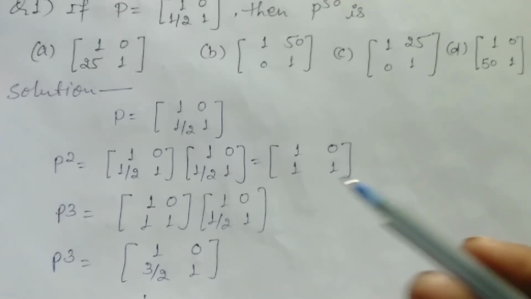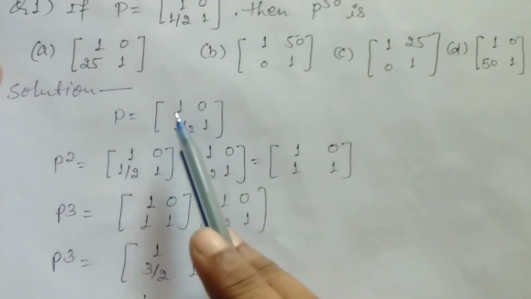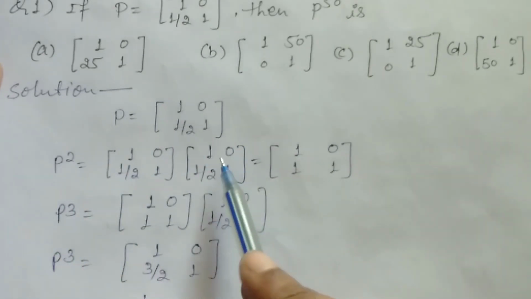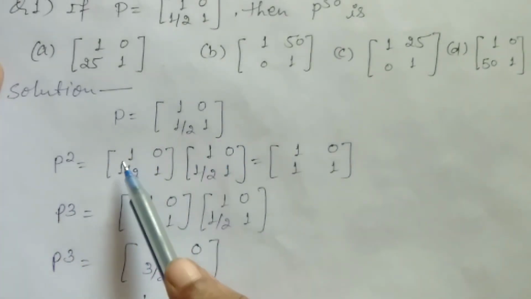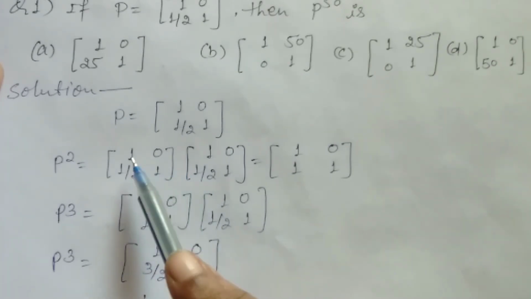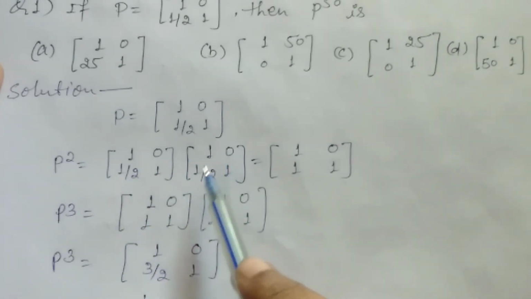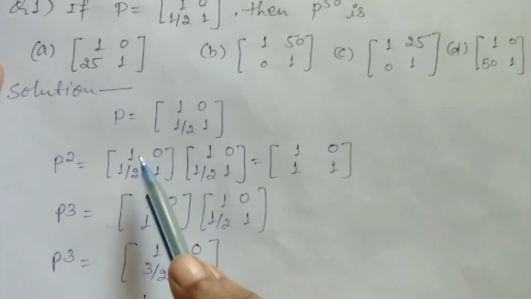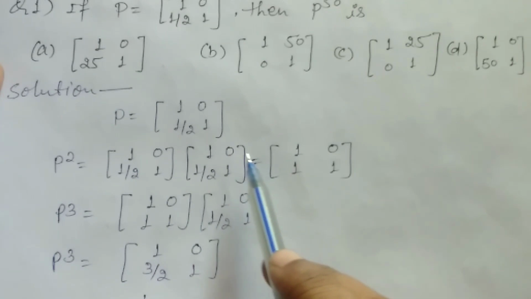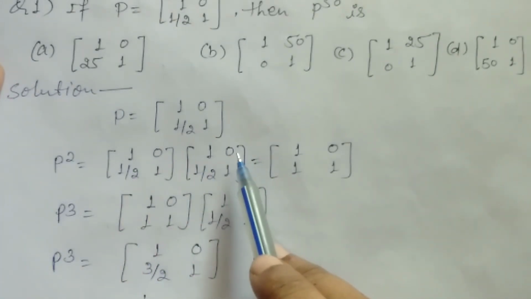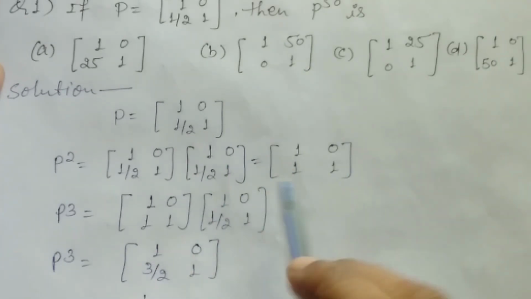So take these steps. P is equal to [[1,0],[1/2,1]]. P square is P into P. The first row is multiplied by the first column of the second matrix by corresponding elements: 1 into 1, 1, plus 0 into this, 1, finally the answer. First row multiplied by the second column of the second matrix: 1 into 0, 0, plus 0 into 1, 0.